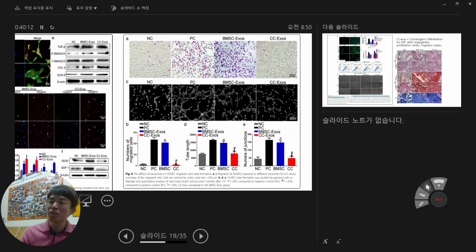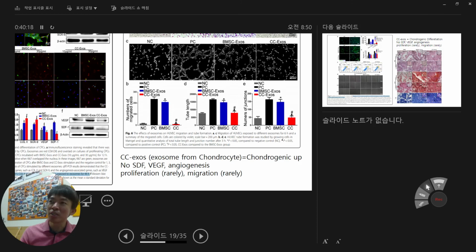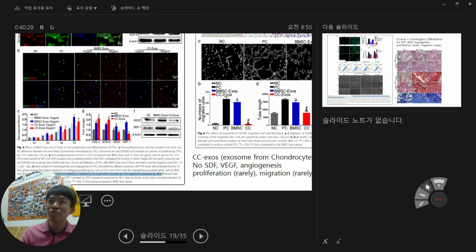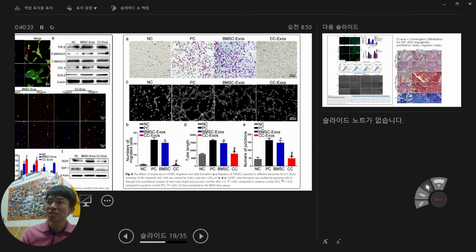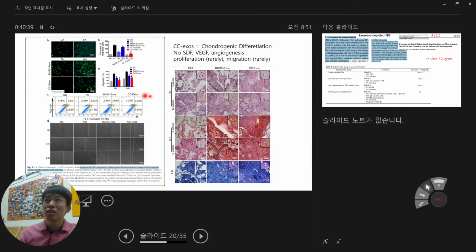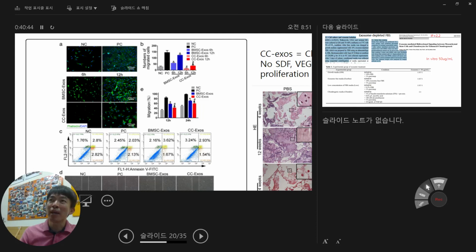So we can say that chondrocyte exosomes can increase chondrogenesis, but there is no STF or VEGF angiogenesis from the chondrocyte exosome. Proliferation really increases only at 7 days, not at 5 days. And migration is also rarely detected. And then lastly, they found the number of the migration. So migration also really increased at 12 hours in chondrogenic, but BMSC is better than others. Okay, so migration number and migration rate are also increased in the BMSC exosome treated group.